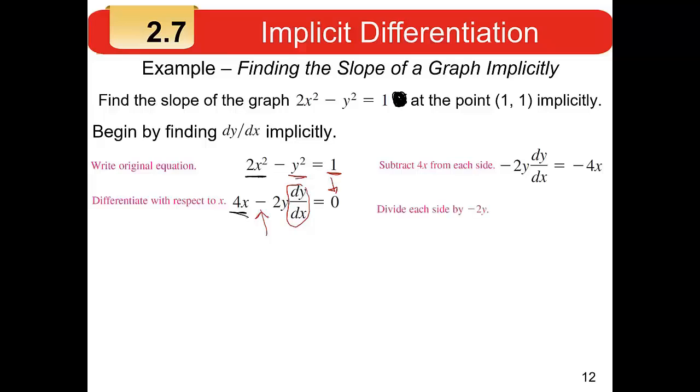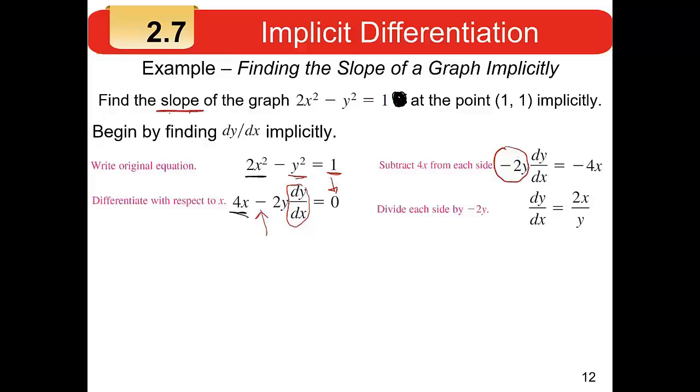And finally, you divide out the factor that's multiplied by the dy over dx, and you'll get minus 4x over minus 2y, and of course a minus over a minus is positive, and 2 goes into 4 and leaves a 2, so you end up with 2x over y.